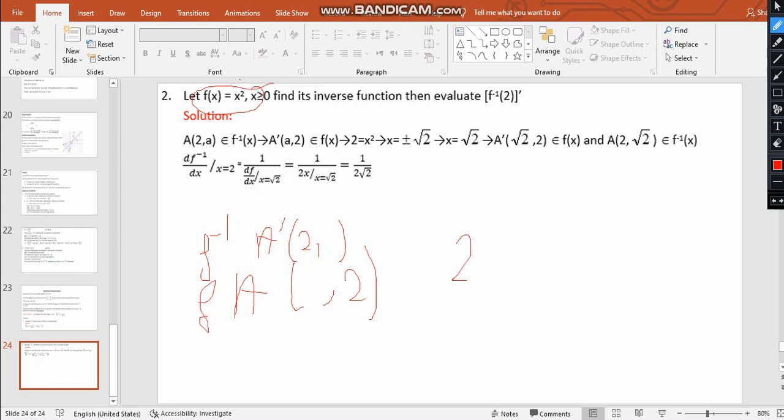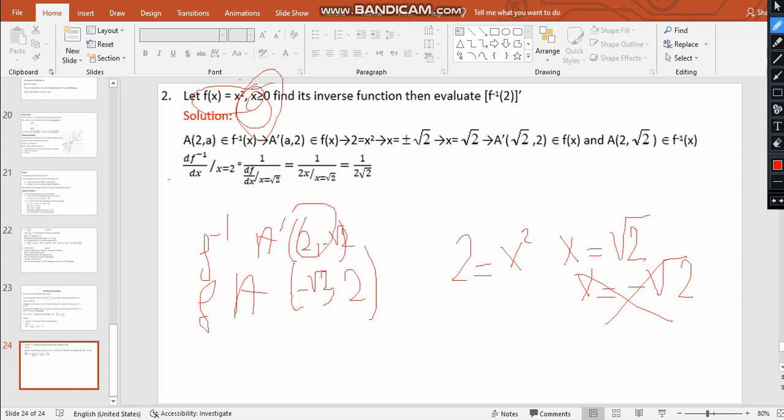So I say 2 equals x squared. So x is either radical 2 or minus radical 2. But they told me in the problem that x must be positive. So I get rid of the negative one, and x will be radical 2. So it means that df inverse over dx at x equal 2 equals 1 over df over dx at x equal radical 2. The derivative of x squared is 2x. Replace x by radical 2, it will be 1 over 2 radical 2. So thank you for listening.